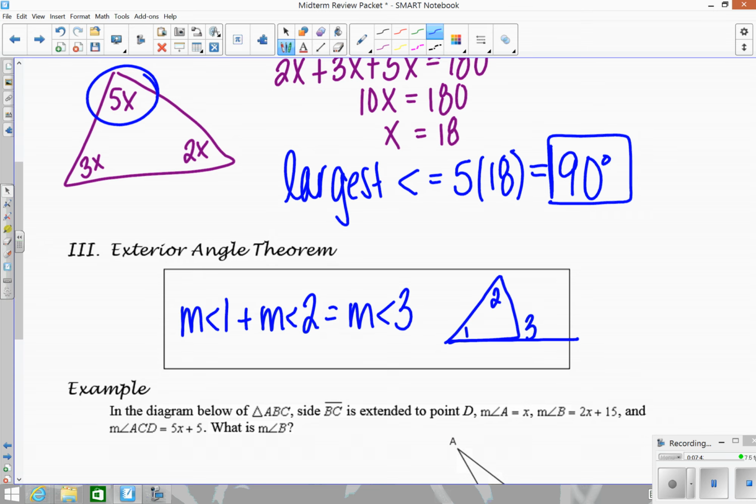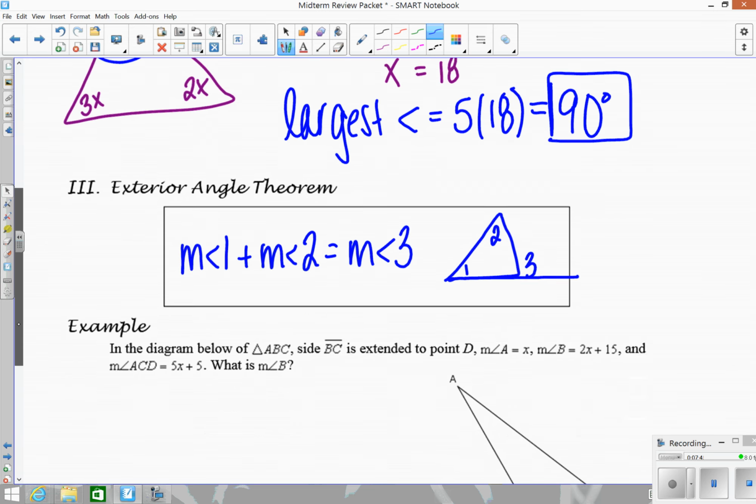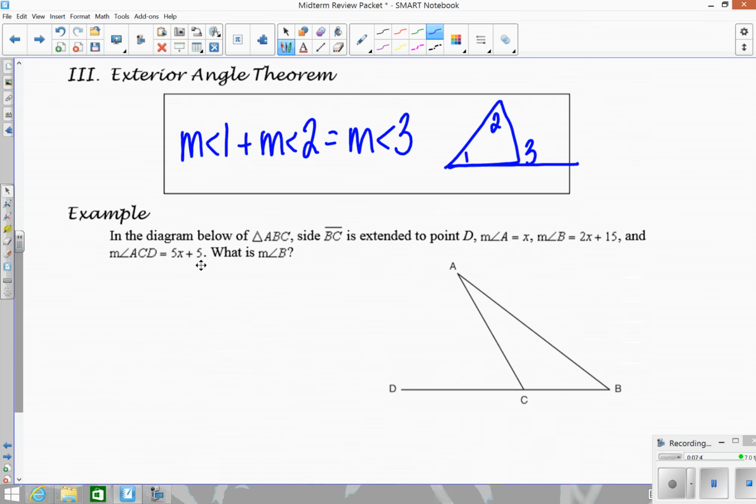angle 3. So to look at an example of that, in the diagram below of triangle ABC, side BC is extended to point D. The measure of angle A is x. The measure of angle B is 2x plus 15. And the measure of angle ACD is 5x plus 5. What is the measure of angle B?